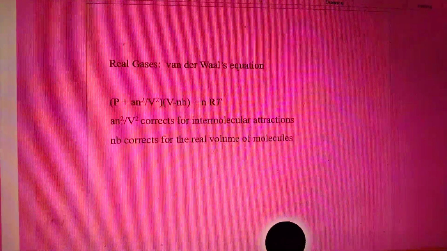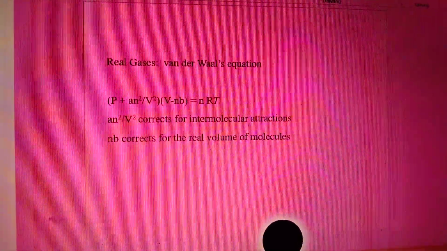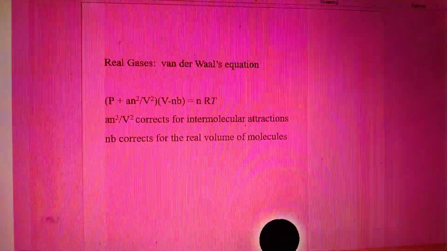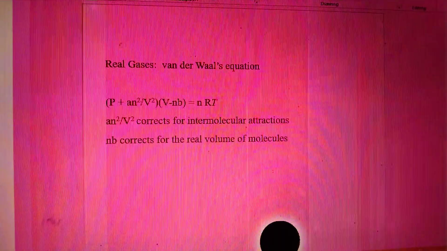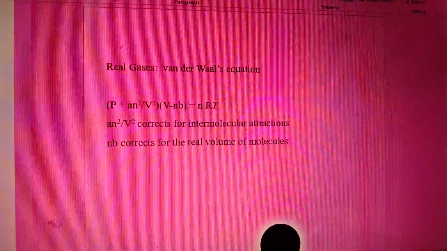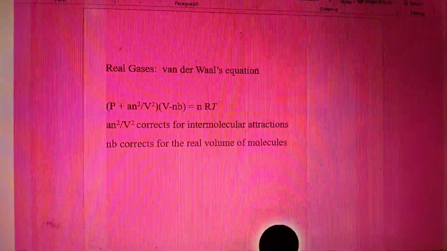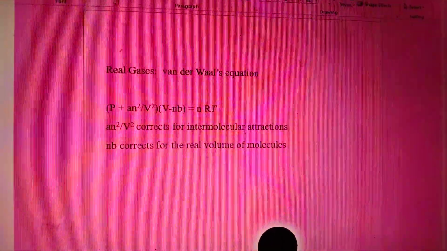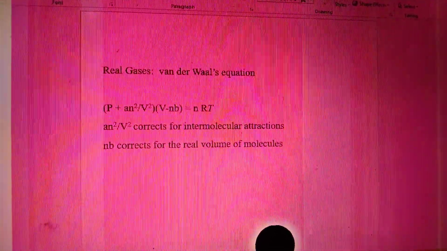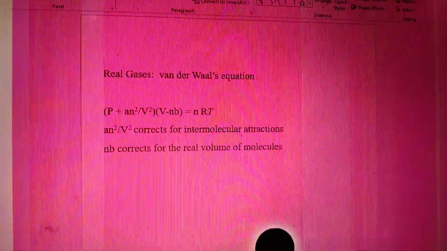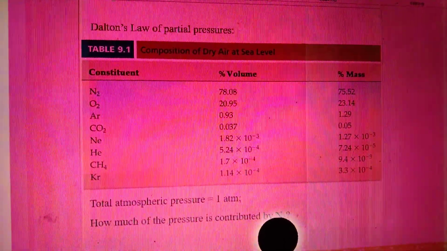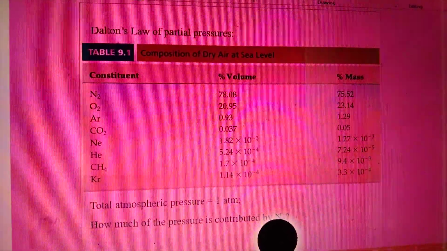Real gases. Van der Waals equation. Here's the equation: (P plus an squared over V squared) times (V minus nb) is equal to nRT, where an squared over V squared corrects for intermolecular attractions and nb corrects for the real volume of molecules. Dalton's law of partial pressures.